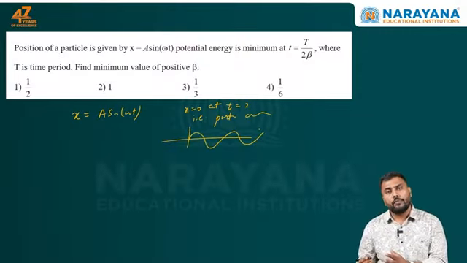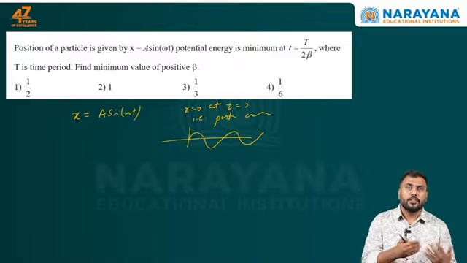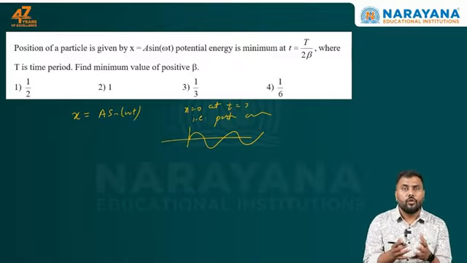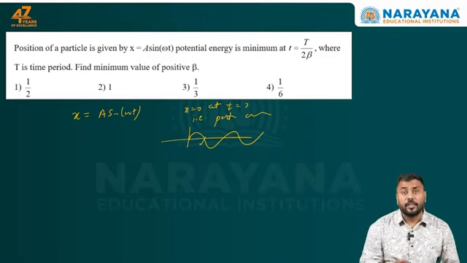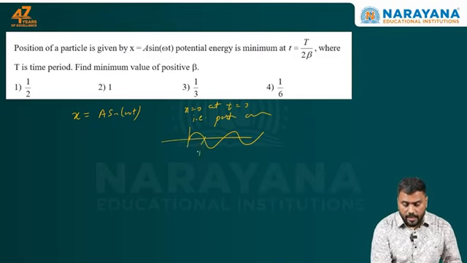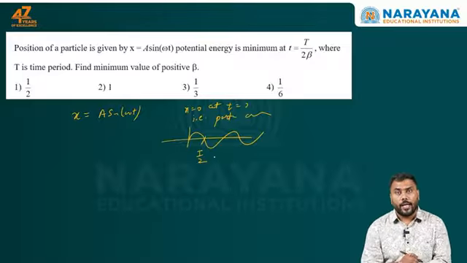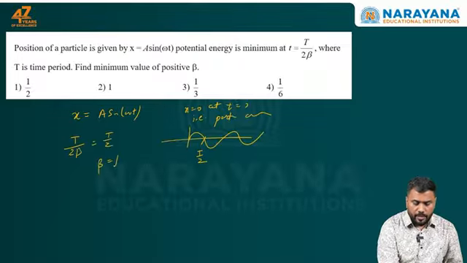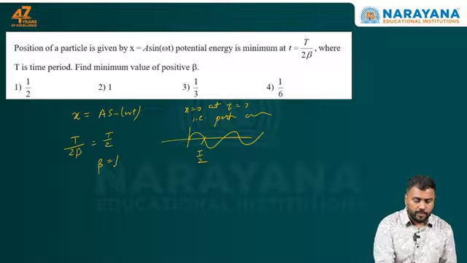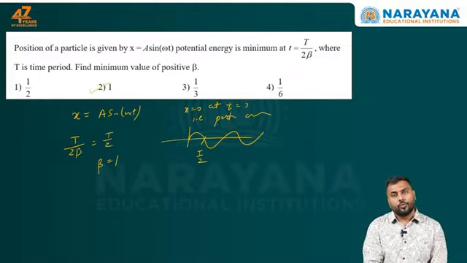We know in simple harmonic motion that potential energy is just a function of position. When position is 0, the potential energy is minimum. So potential energy is going to be minimum again when the particle reaches the mean position. That will happen at minimum time of T by 2, time period by 2. So to get this T by 2 beta as T by 2, I should get beta minimum as 1. So the best possible answer of this question is option 2, 1.